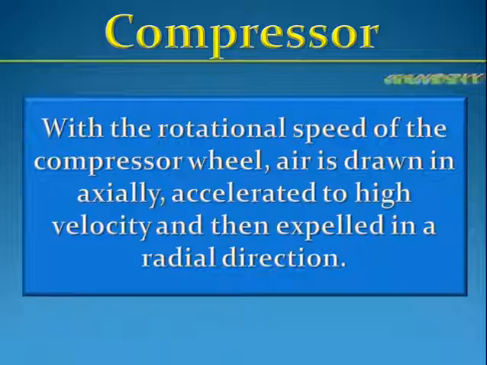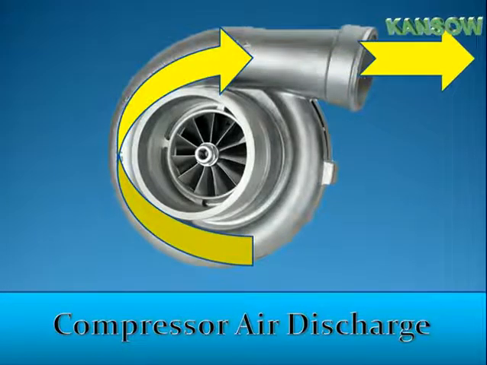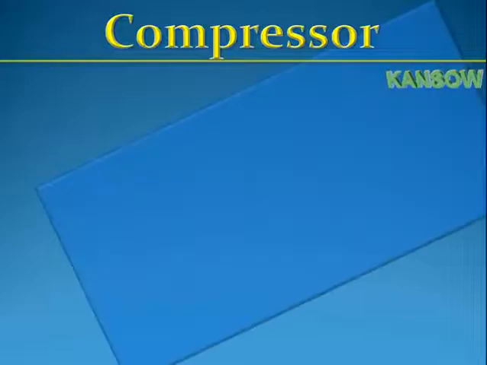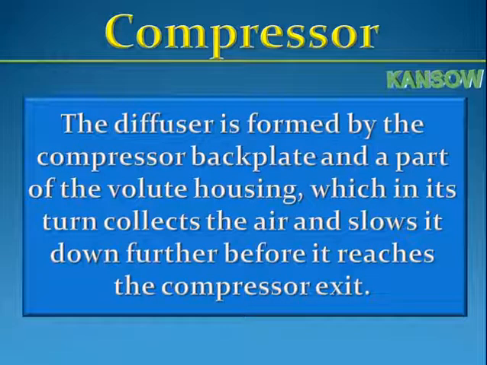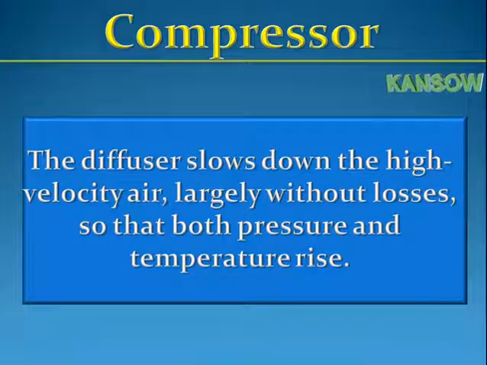With the rotational speed of the compressor wheel, air is drawn in axially, accelerated to high velocity and then expelled in a radial direction. The diffuser is formed by the compressor backplate and a part of the volute housing, which in its turn collects the air and slows it down further before it reaches the compressor exit. The diffuser slows down the high-velocity air, largely without losses, so that both pressure and temperature rise.